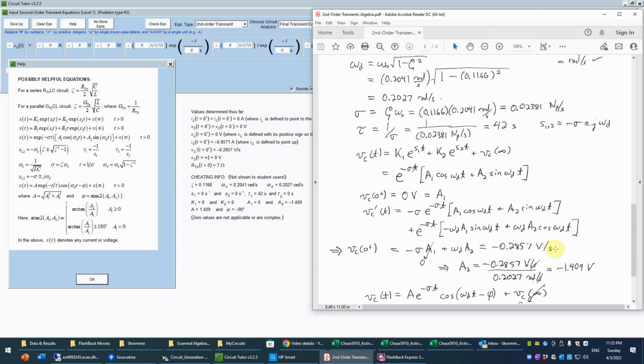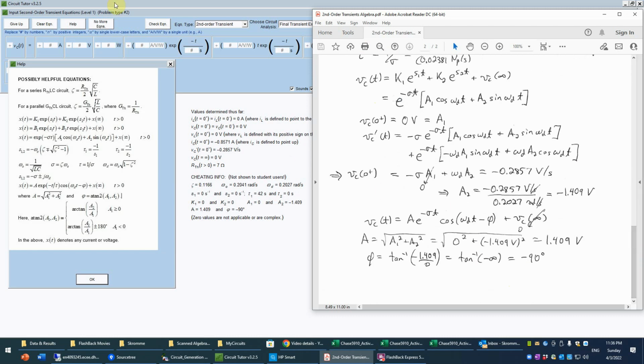That was one of the things we entered at 0 plus, or the first derivative really. So we divide here by omega d, which we've already calculated, the 0.2027. Again, don't confuse that with omega naught, which is a little bit different value. Dividing there, the seconds cancel out, and I just get volts. So that's minus 1.409 volts. That's our A2 value.